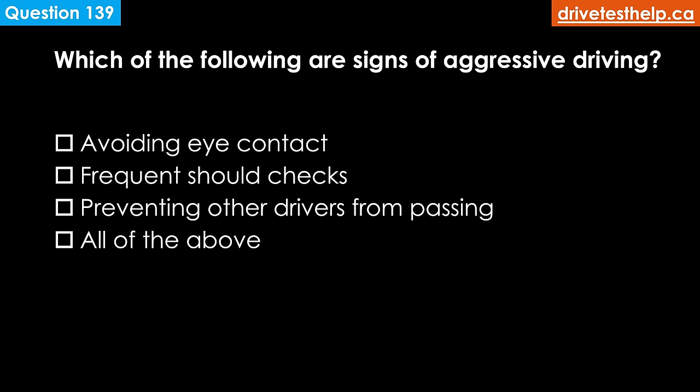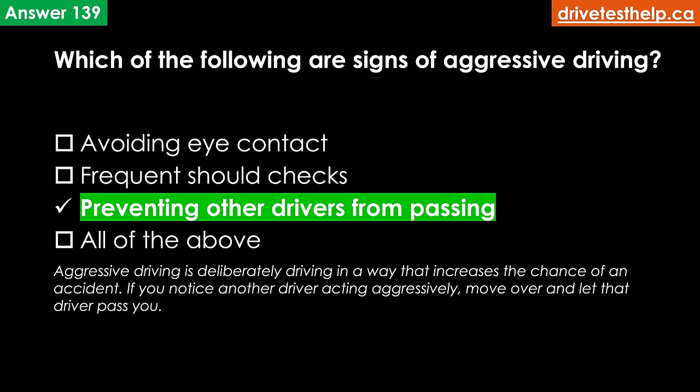Which of the following are signs of aggressive driving? Avoiding eye contact, frequent shoulder checks, preventing other drivers from passing, all of the above. The correct answer, preventing other drivers from passing. Aggressive driving is deliberate driving in a way that increases the chance of an accident. A driver may drive aggressively if he or she is impatient, frustrated, or hostile.